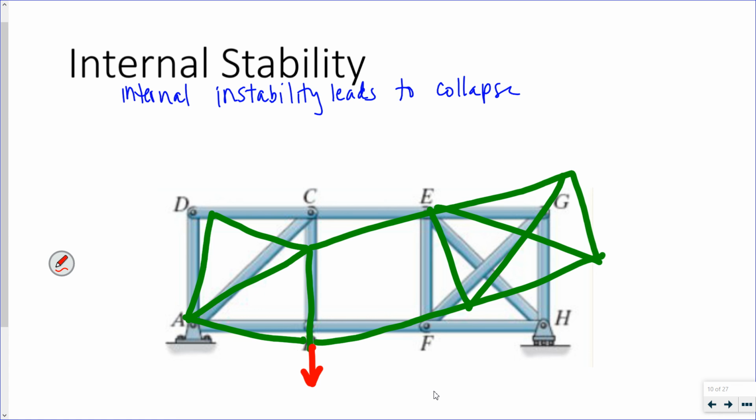This would be a great time to pull out some Tinker Toys or K'NEX or something to play with and talk about instability. But there you go. External means the entire thing moves as a rigid body. Internal means the truss collapses on itself. And I'm going to pause right here and pick up in a minute.